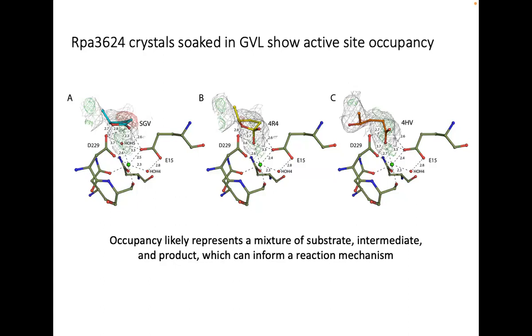But we can still model each of these pieces into that density to get an idea of, if it was just GVL there, where would it sit? What contacts would it be making with nearby residues? And what can we learn from that information? What we can learn is that we can start thinking about a reaction mechanism because we have ideas of how GVL or intermediates might be situated in that active site.